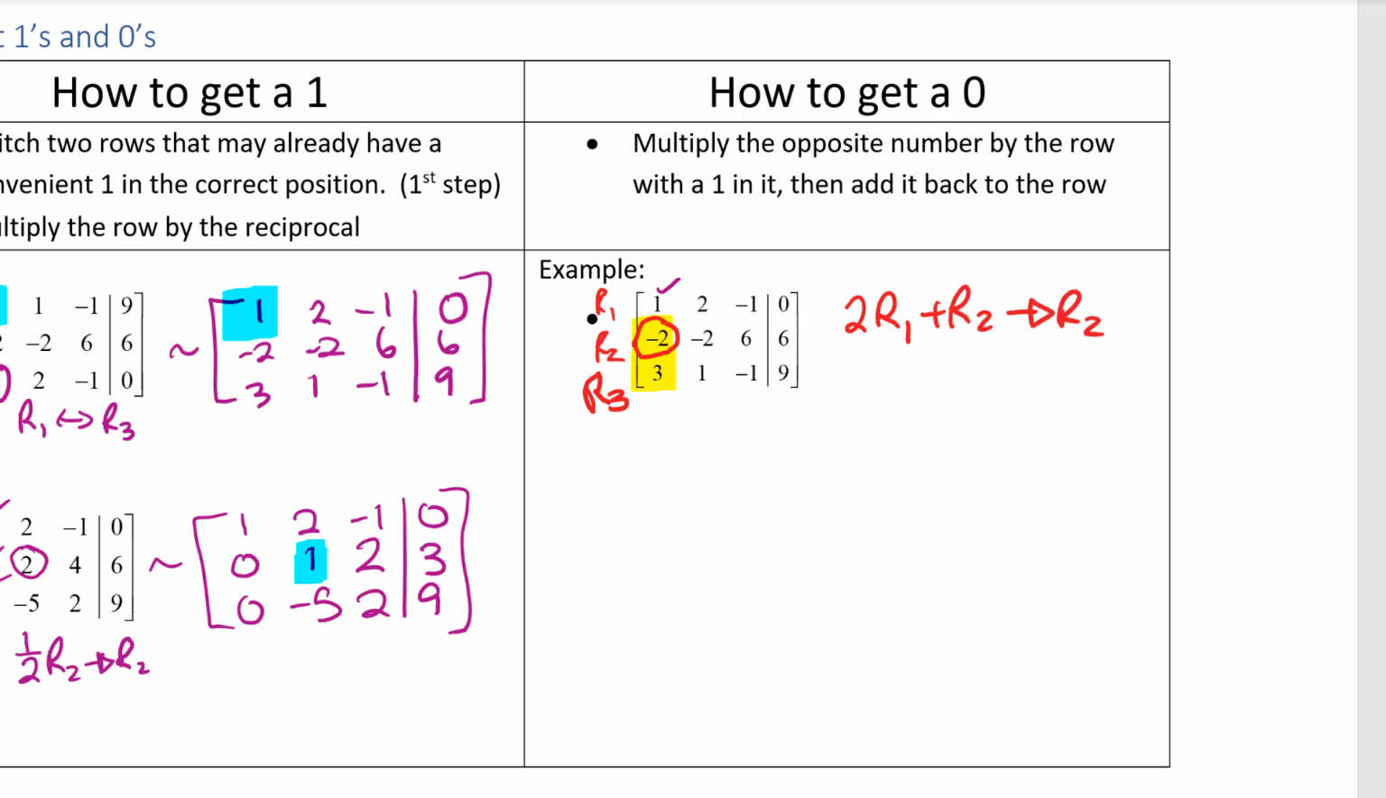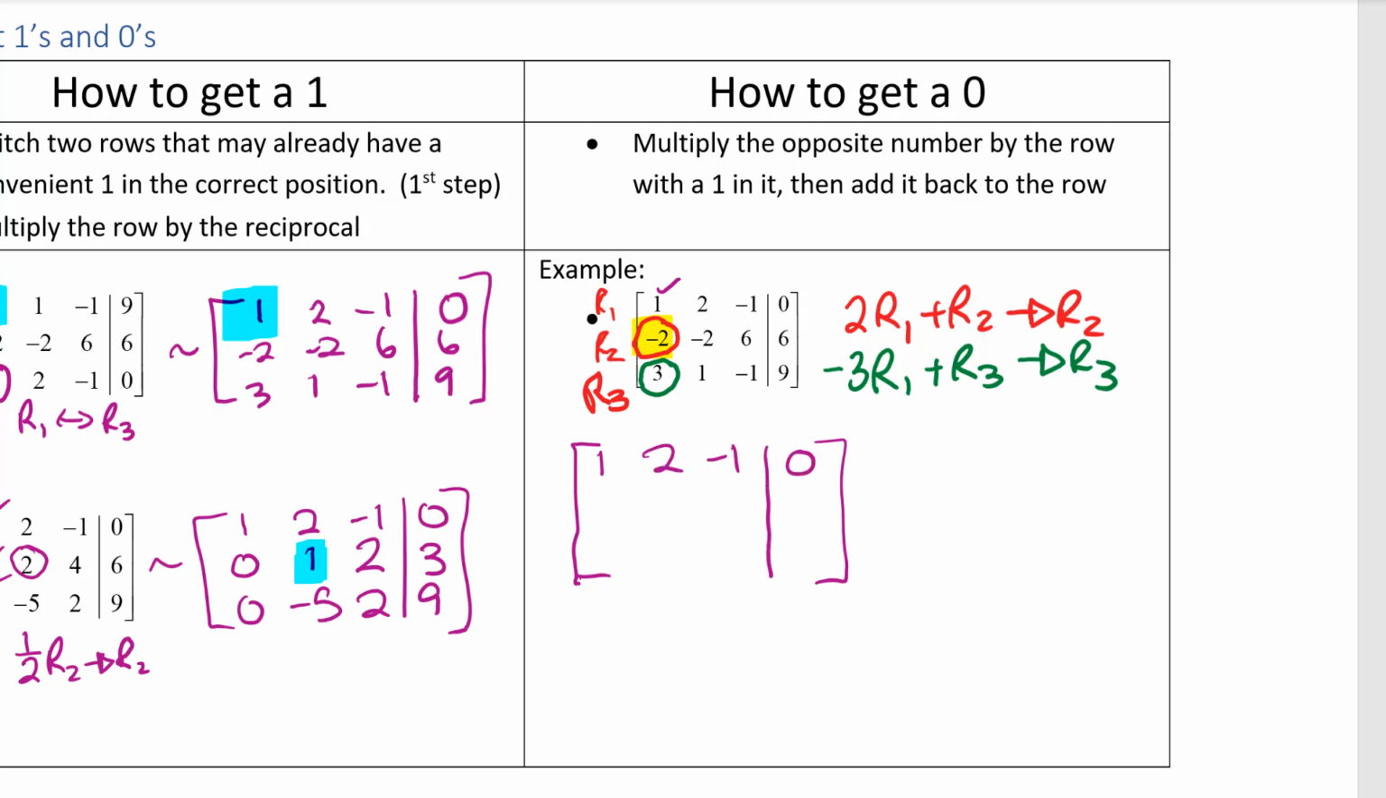Now I can do two operations at the same time. I'm also trying to get this 3 to become a 0. So the opposite of +3 is -3 times the row with a 1 in it. Again, it's still row 1 because row 1 is the row with the 1 that I'm going to be using, plus row 3, and put that back into row 3. So what is staying the same? Well, the only thing that's staying the same this time is row 1. So I'm going to go ahead and put row 1 in. And then I am going to do my work in red and then do my work in green as well off to the side somewhere.